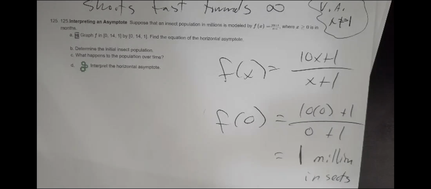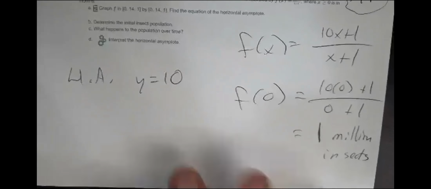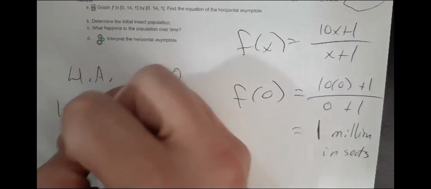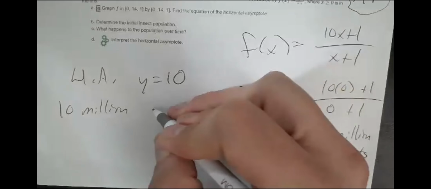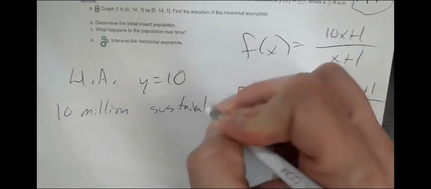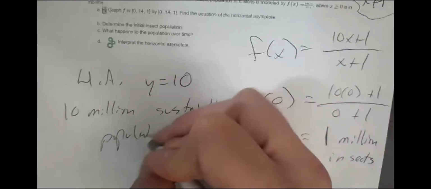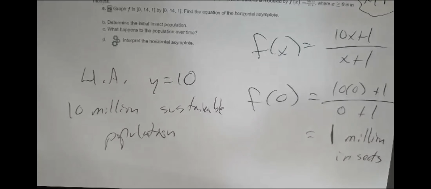So why is that happening? Realistically, pulling in the knowledge you have about ecosystems, what is happening with the horizontal asymptote? The population is sustainable until 10 million. There's a limited amount of resources. You're only going to populate so much before you start overpopulating, right?